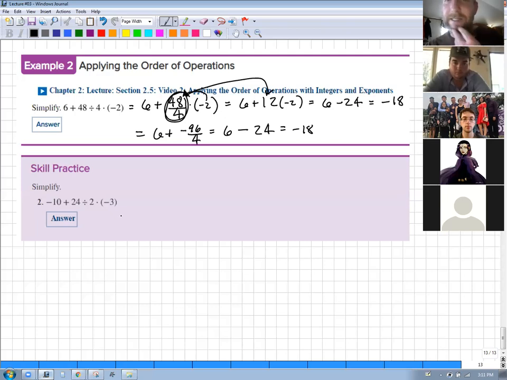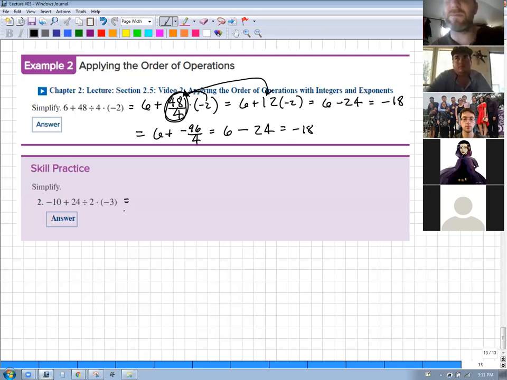Let's look at another example here. So number 2, they want to simplify this. So we need to do, remember, parentheses. When I say parentheses, I mean what's inside the parentheses. So here, negative 3 is inside parentheses. There's nothing to do inside of there. So we just treat it like multiplication.